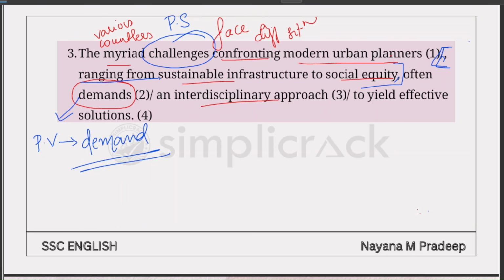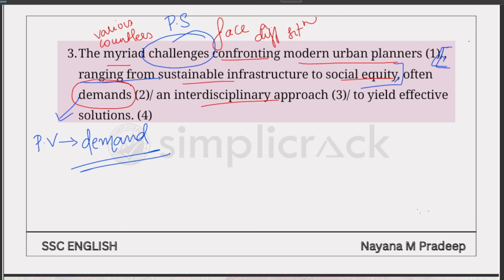Even if you eliminate it, I'll read the sentence without using these phrases. The myriad challenges confronting modern urban planners often demands an interdisciplinary approach to yield effective solutions. Is there any change in the meaning of the sentence? No, right? There is no change that happens in the sentence even if you remove this part.